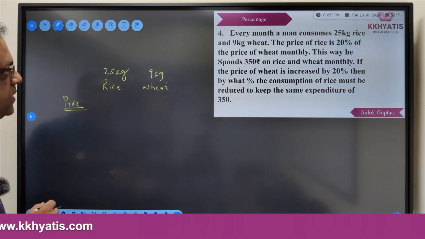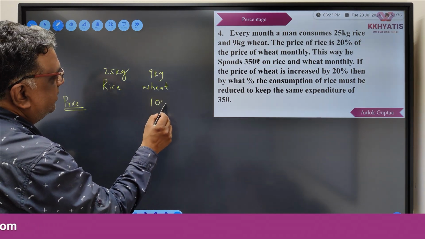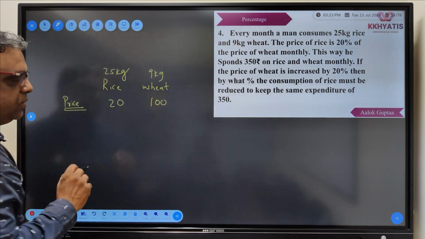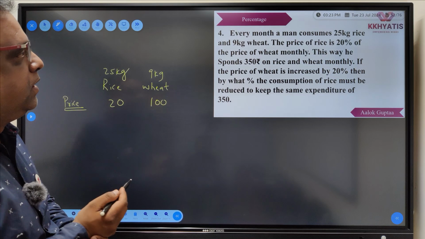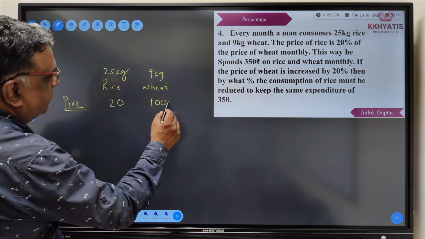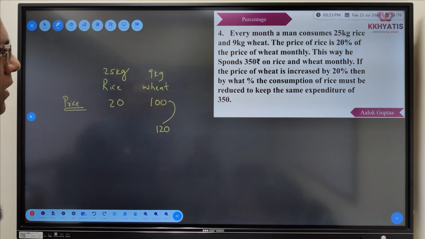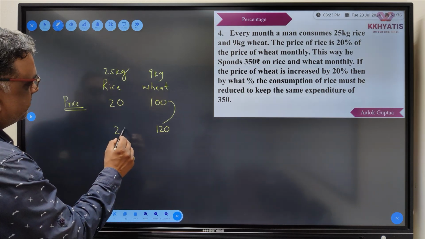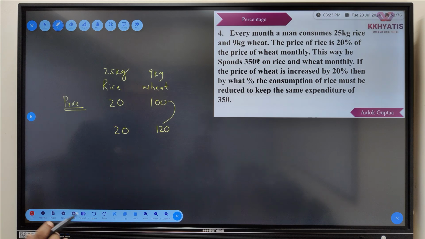The price of rice is 20% of the price of wheat monthly. So if the price of wheat is 100, the rice price is 20% of 100. Because I have not been given the price, I will assume it as 100. If the price of wheat is increased by 20%, the price becomes 120. The price of the rice still remains the same. Then by what percentage must the consumption of rice be reduced to keep the same expenditure of 350?